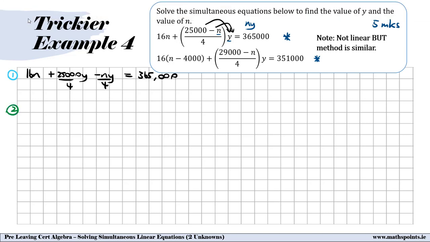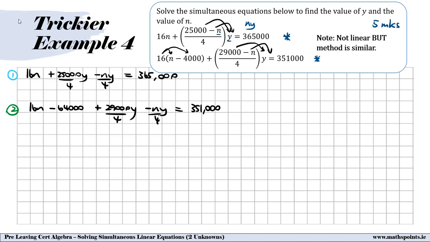Equation 2 I'm going to multiply out as well. So in equation 2 I have 16 times n, which gives me 16n. I have 16 times minus 4,000, which gives me minus 64,000. I have 29,000 over 4 times y, which gives me plus 29,000 over 4 y. And then I have minus n over 4 times y, which gives me minus ny over 4. And this is all equal to 351,000.